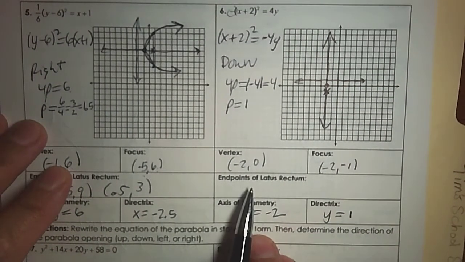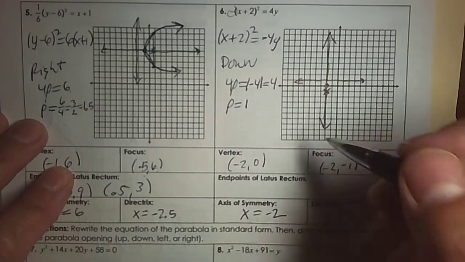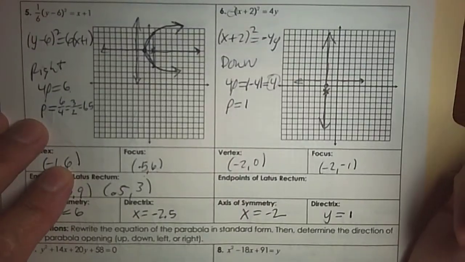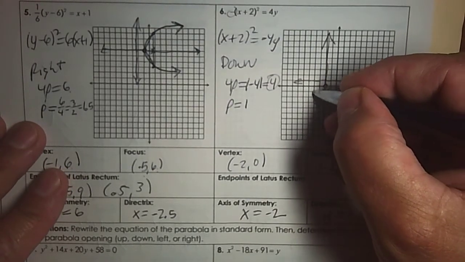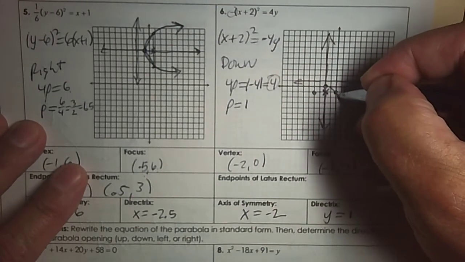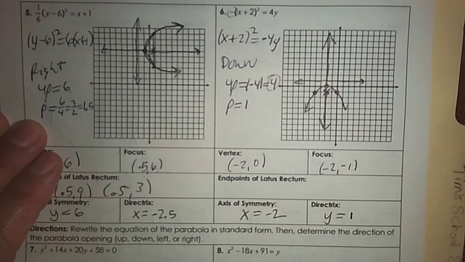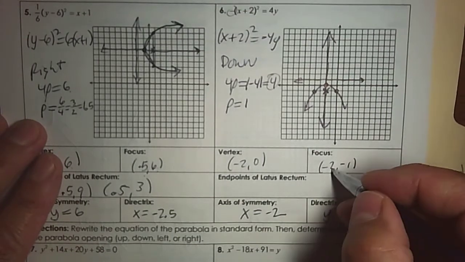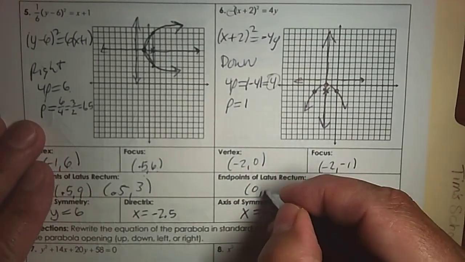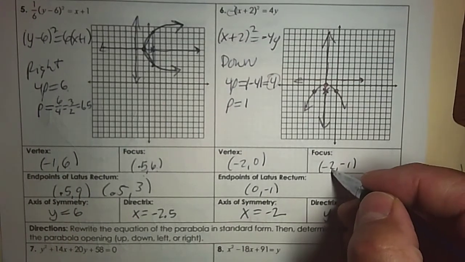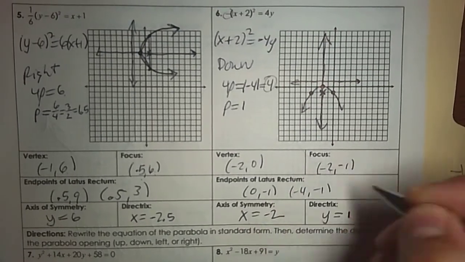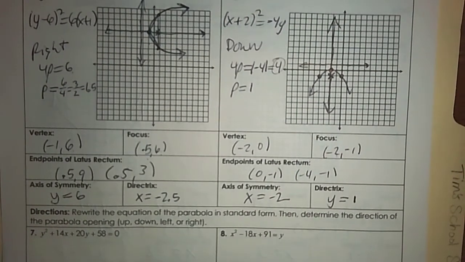Now, the endpoints of the latus rectum. So what's the length of the latus rectum? That answer is 4. So from the focus, I'm going to go 2 to the right. I'm going to go 2 to the left. And then I'm going to connect and make my parabola. So those endpoints I put down, 2 to the right from the focus, that's 0 and -1. 2 to the left, that's -4 and -1. So those are the ends of the latus rectum, and now you've drawn your parabola. So there's graphing that parabola.